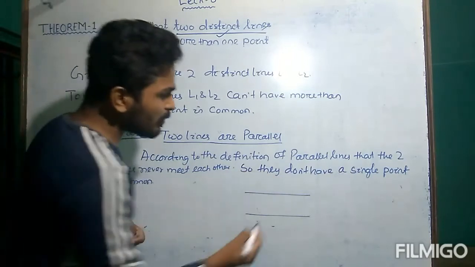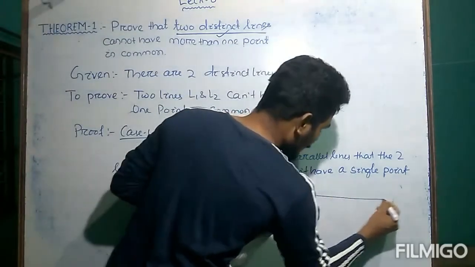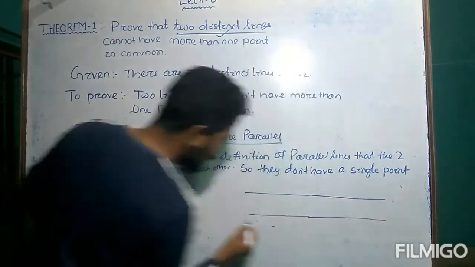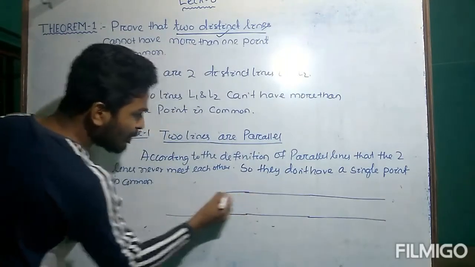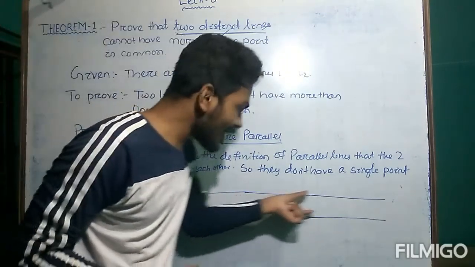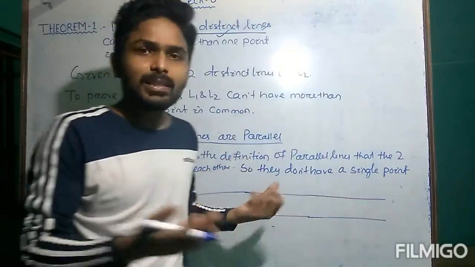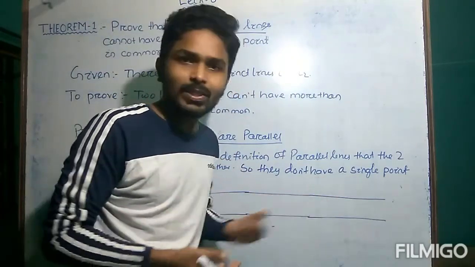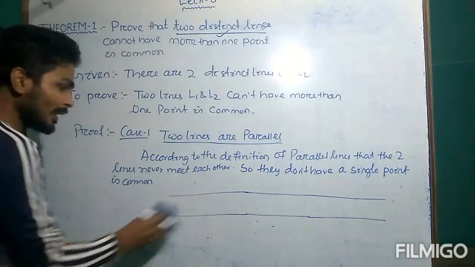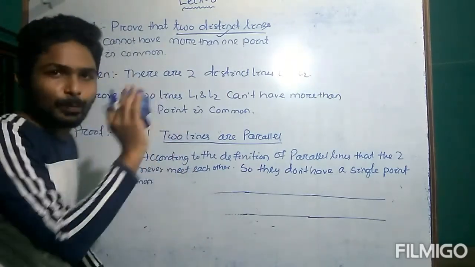Okay, if you produce these two parallel lines in the other direction, then you could find that they never meet each other. Why? Because the distance between these two lines always remains fixed. So why would they meet each other? They will not meet each other. Okay, so case 1 is proved.